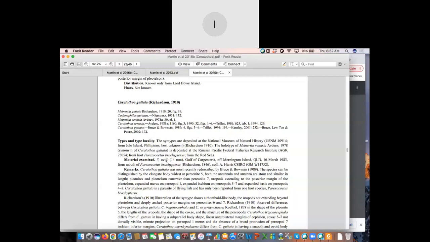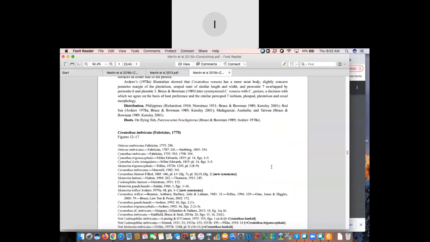So being a parasitic one, you should write the host as much as possible. The host also will have its own authority, and then who's the collector who found it. CSIRO, of course, meaning to say that this person was from CSIRO, and this is the registration number.